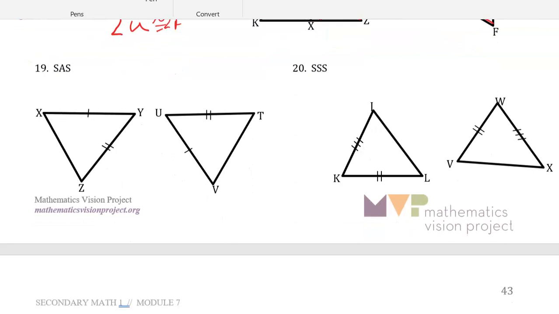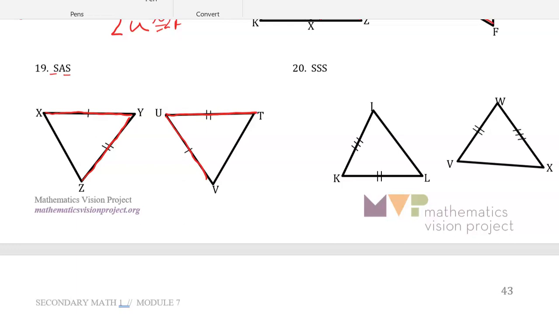All right, and the last two. We would need two sides, which we have. So here's a side that's congruent to this side. And the second side that we know is here. Second side we know is here.